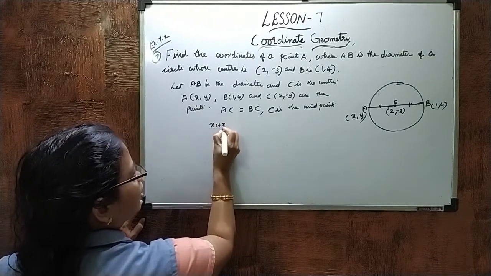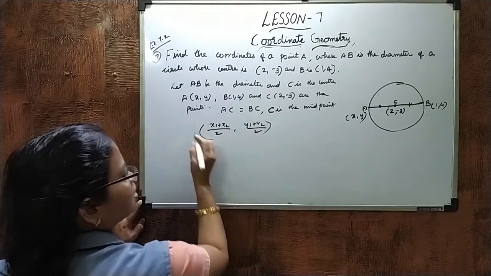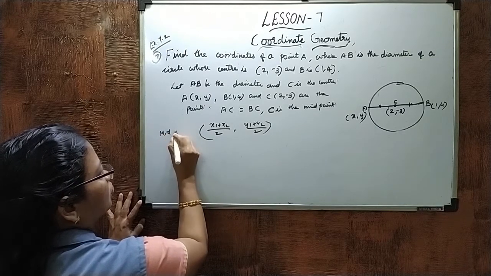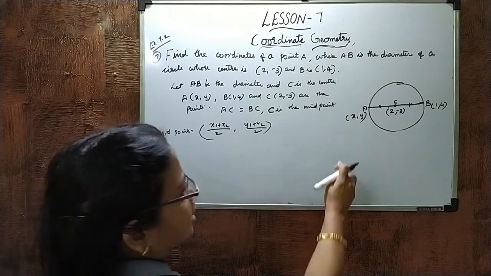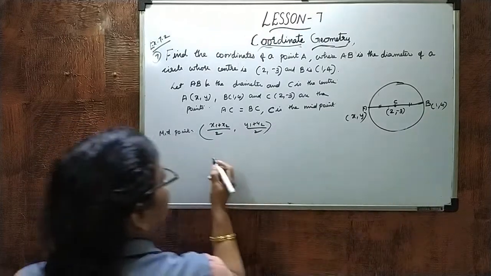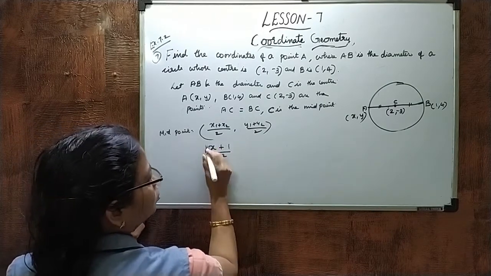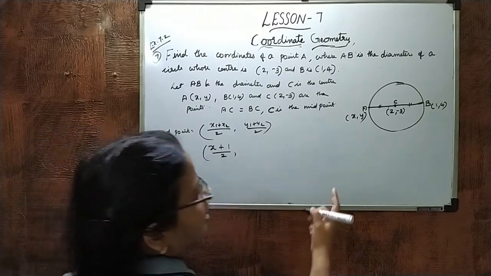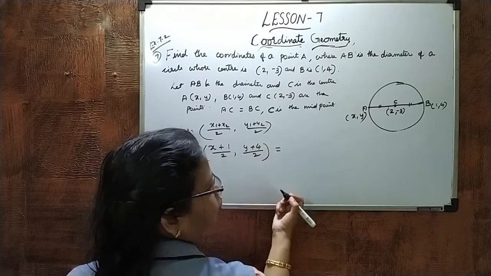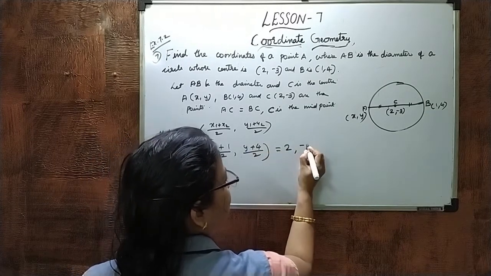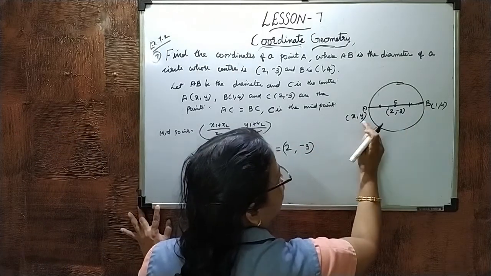x1 plus x2 by 2 and y1 plus y2 by 2. Right? This is the midpoint. Midpoint equals. So what can we say then? It is x plus 1 divided by 2, and then y plus 4 divided by 2 will be equal to what? 2 and negative 3.